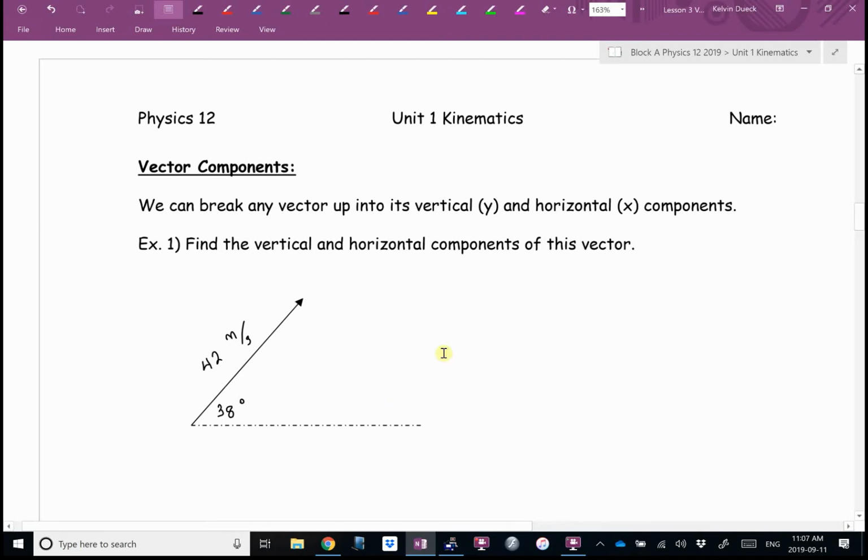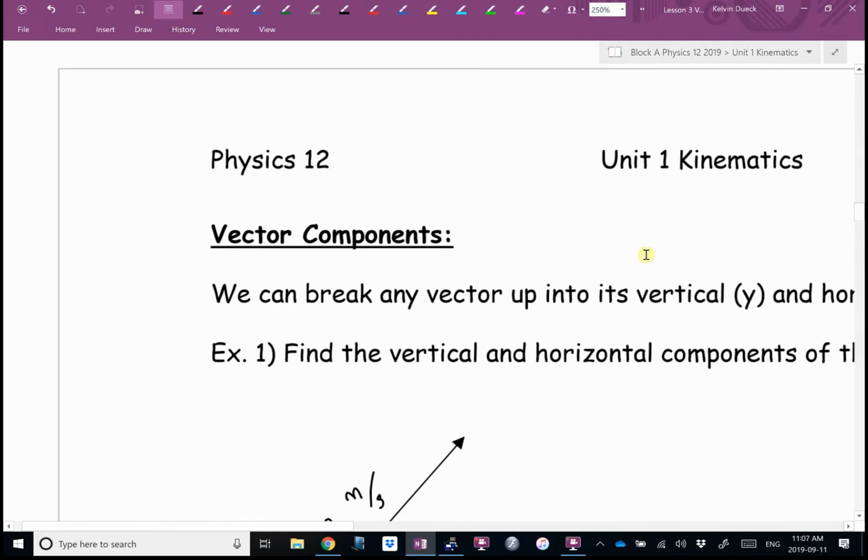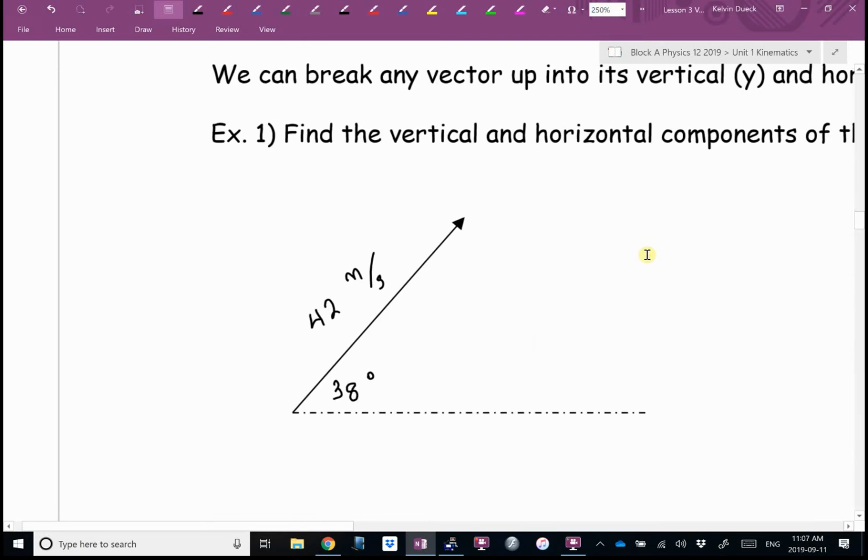Components. Example 1 says, find the vertical and horizontal components of this vector. So it looks like we're going up at 38 degrees, and the vector itself is 42 meters per second. I don't know whether up is north. They haven't told me that. Up could actually be up. This could be a side view. I don't know. But for now, they want us to find the components. Here's what I would like you to do. Do a little dotted line right to about there.